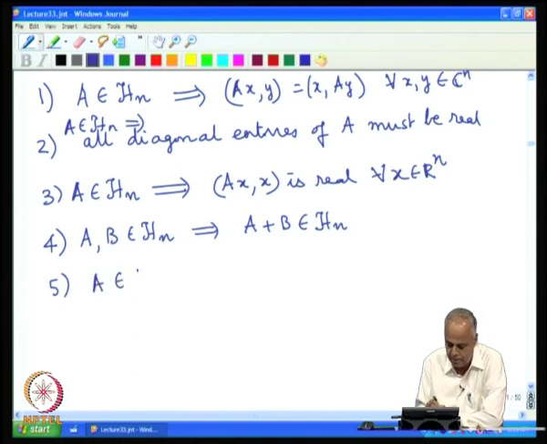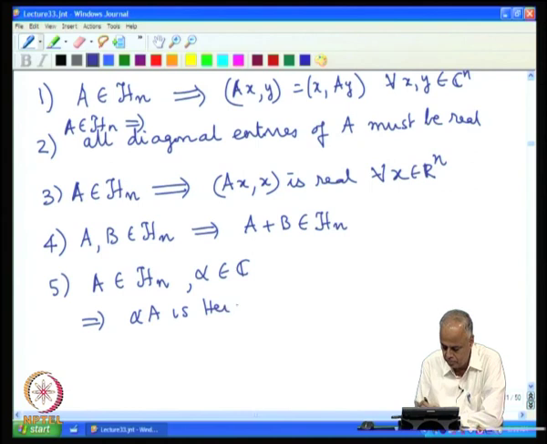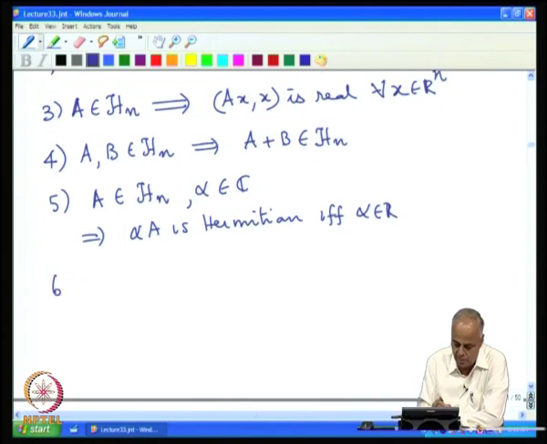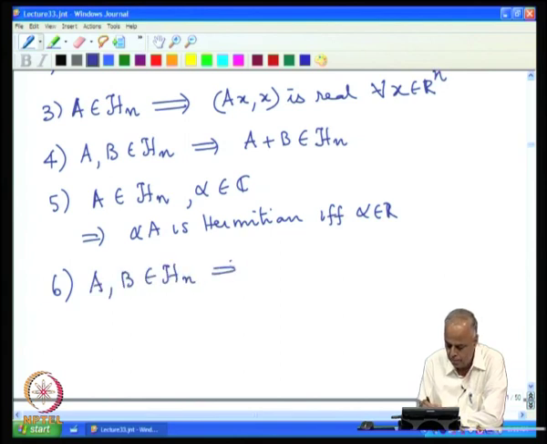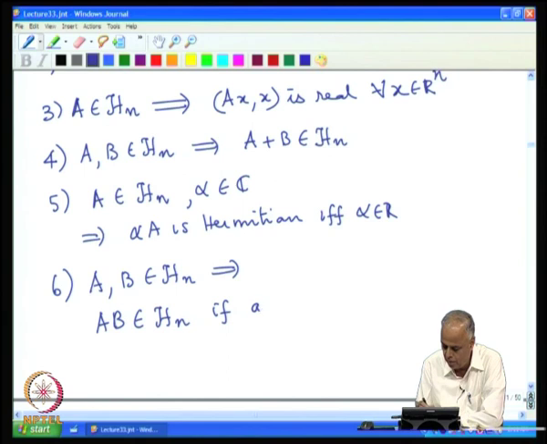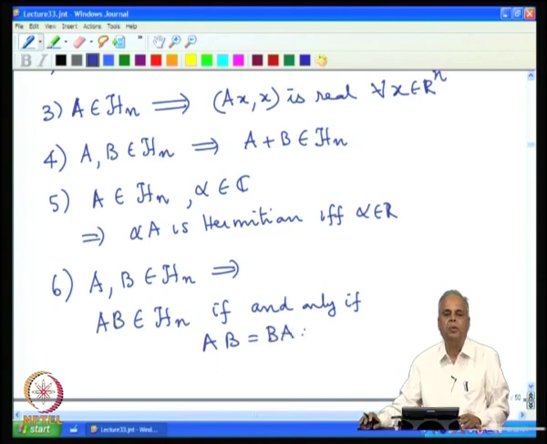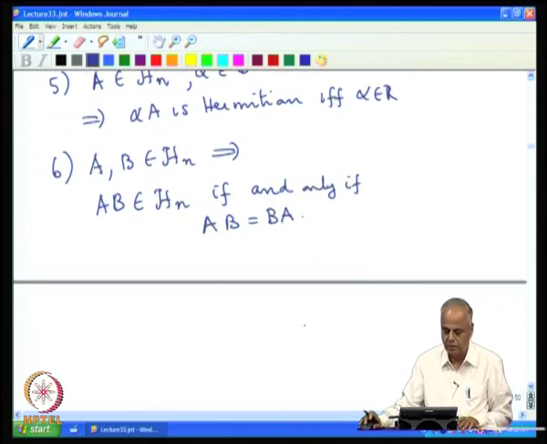Then if A is Hermitian and alpha is any complex number, then alpha A is Hermitian if and only if alpha is real. And finally, we had the property that if A and B are Hermitian, then A B is also Hermitian if and only if A and B commute, that is, A B equal to B A. These are some simple properties of Hermitian matrices.